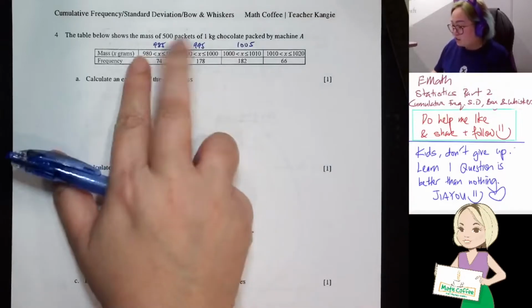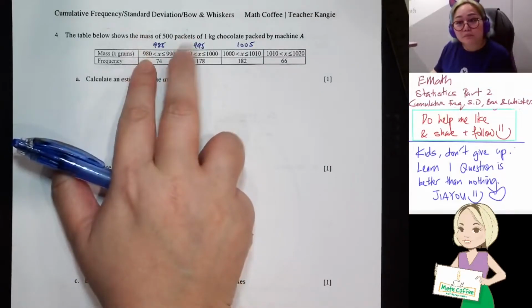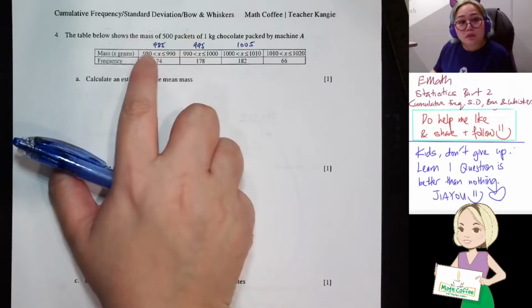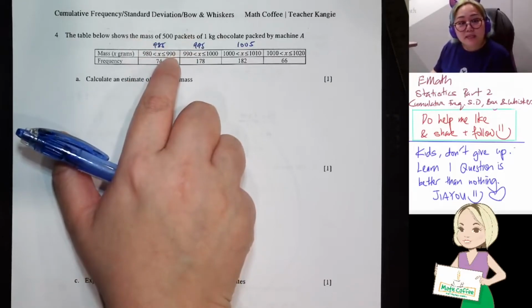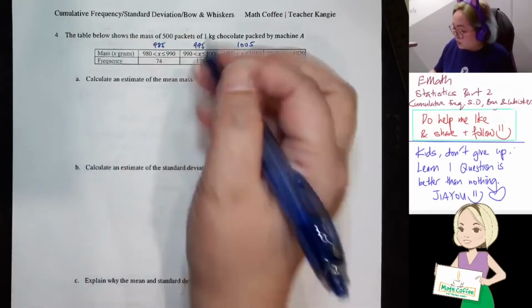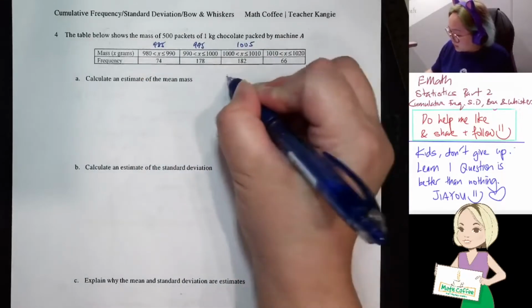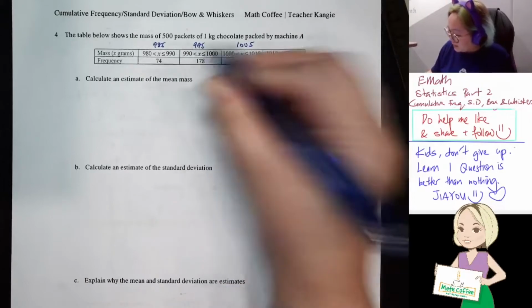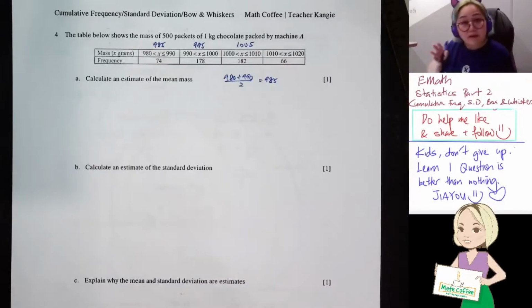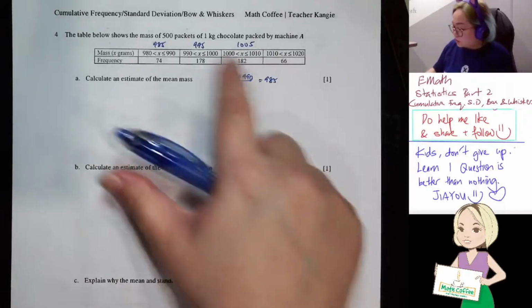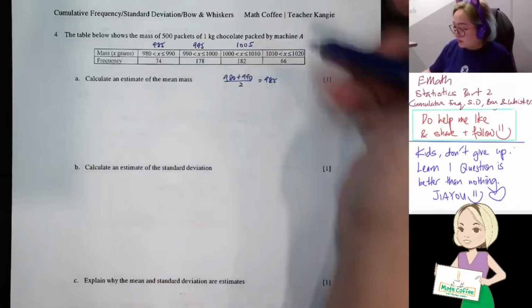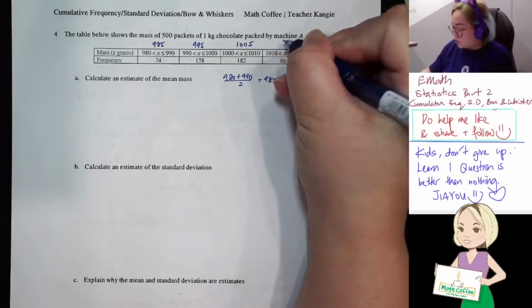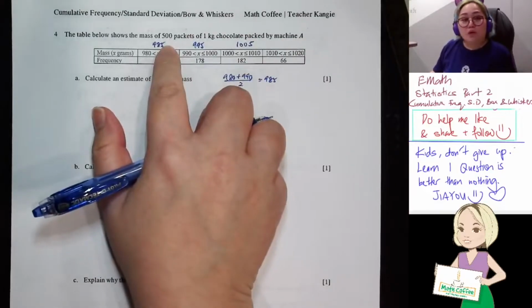Mid value is finding the mid number. You take 980 plus 990 divided by 2, and that's how I get my 985. You're finding the middle value. Mid value means it's middle value lah. So you do the same for the others.